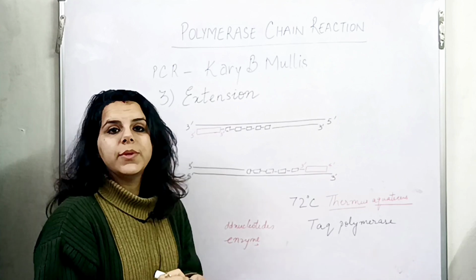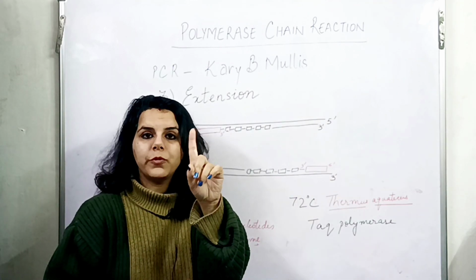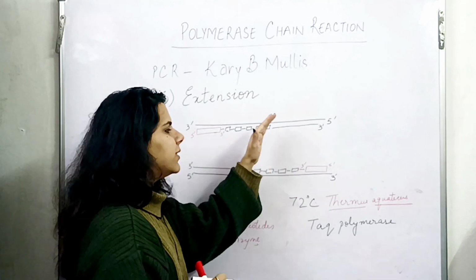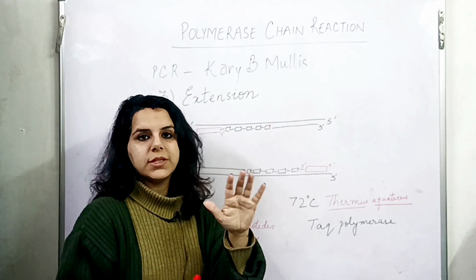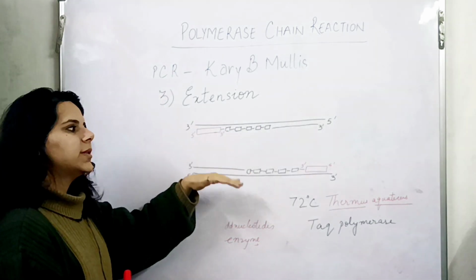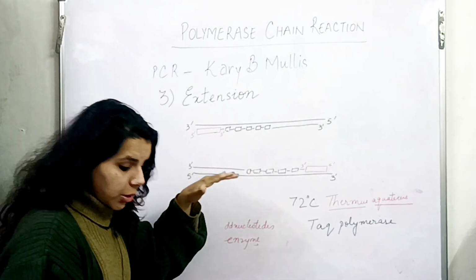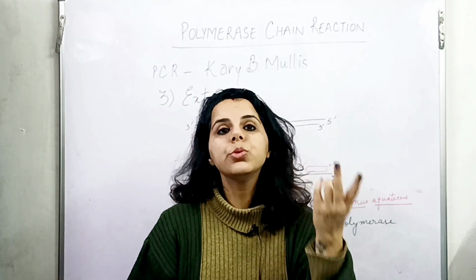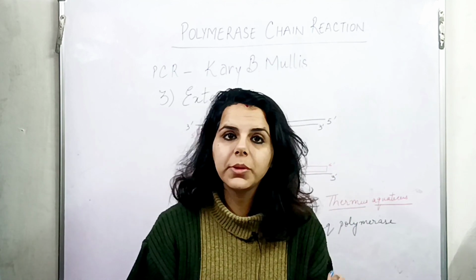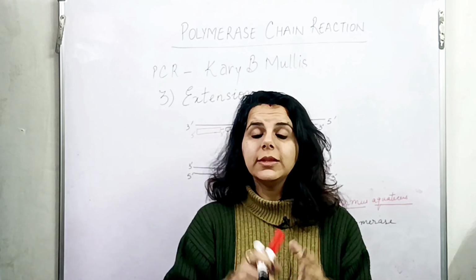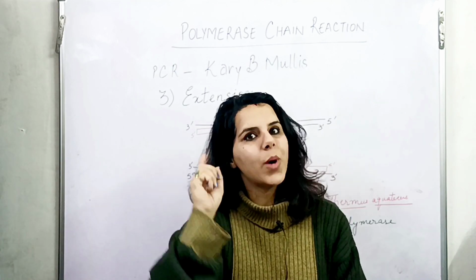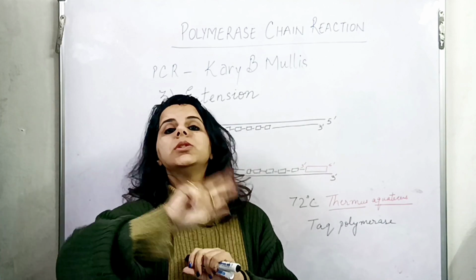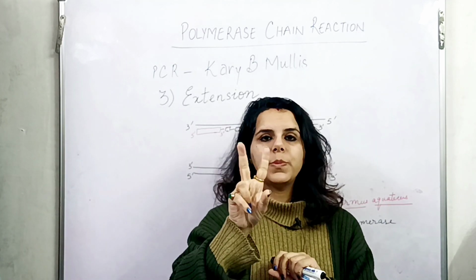Initially when we started, we had one single copy of DNA, then we separated that DNA into two strands, and at the end of the extension step, we now have two separate molecules of DNA. These three steps, number one, denaturation, number two, primer annealing or hybridization, and number three, extension, make one cycle, right? So from one cycle, one DNA is converted into two DNAs. We are getting two copies of the DNA.